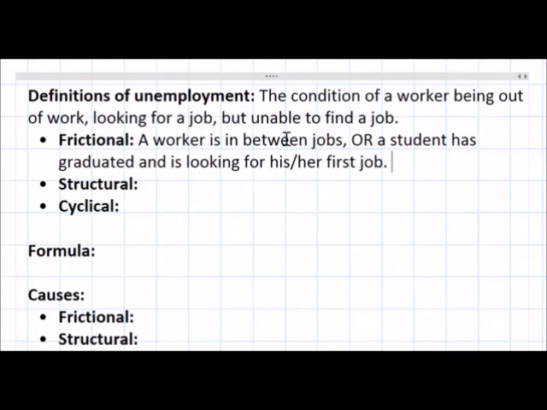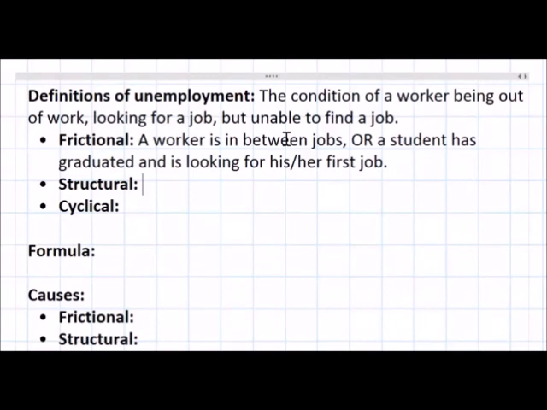Frictional unemployment is a very natural type of unemployment. Every economy will be experiencing some degree of frictional unemployment at all times. It's also a sign that an economy is perhaps even healthy. Having frictional unemployment indicates that workers are confident enough to leave a job and look for a new job. It also indicates that students are graduating from universities or schools and looking for their first jobs. So frictional unemployment is going to be included in what we call the natural rate of unemployment, which we will talk about a little bit later.